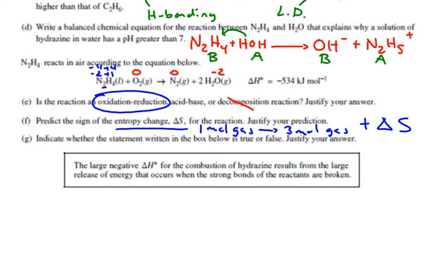I will read it actually, what they said. Entropy change for the reaction is expected to be positive. There are 3 moles of gas produced from 1 mole of liquid and 1 mole of gas. And that increase of 2 moles of gas results in a greater entropy of products compared to the entropy of reactants. 1 point is earned for the correct prediction. The goal is to have a positive, you got to gain disorder. Yep.